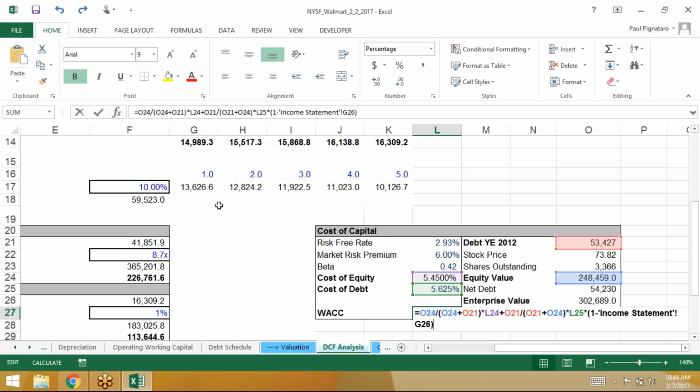Okay, I don't know why my number is a little bit different. 5.45, 5.625. Everything looks good. Did I have a mistake in my formula? O24 divided by O24 equity plus debt times L24 cost of equity plus O21 divided by O21 plus O24. Sounds good. Times L25 times 1 minus tax rate.